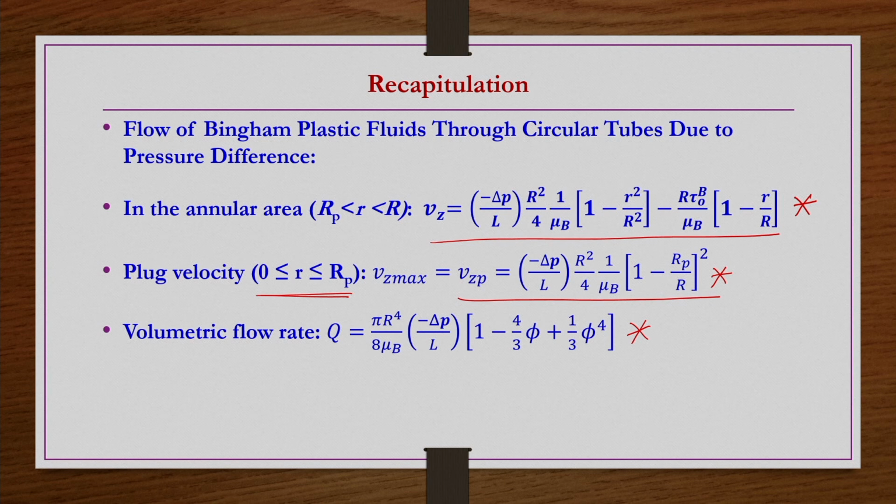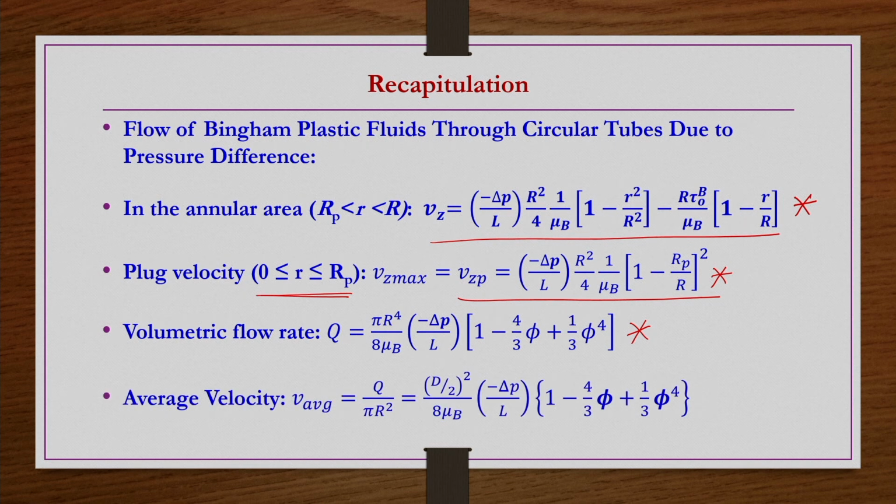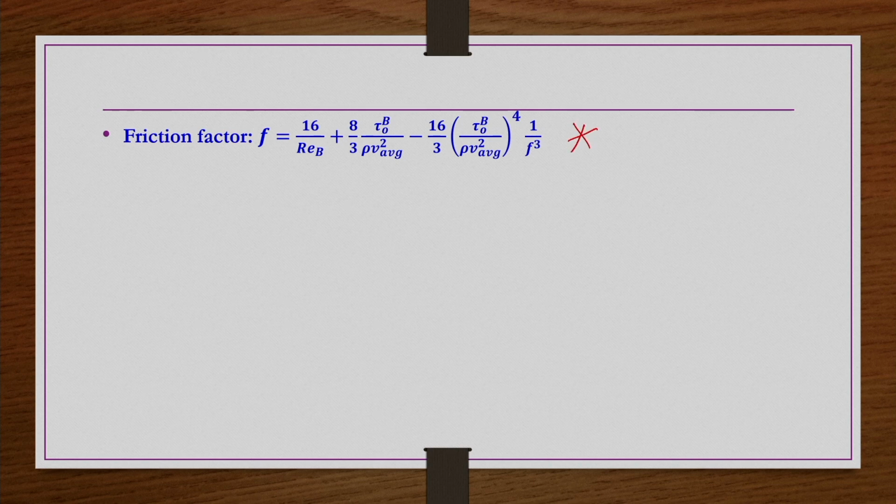So, this is what we derived in the last class. In addition, we also derived the average velocity by dividing the volumetric flow rate by the cross-section area of the circular tube, and we got this expression. Using this expression, we further calculated the friction factor, which we wrote in terms of the properties of the material, that is density, viscosity, and yield stress. Yield stress is also a characteristic property of the material, like density and other properties.